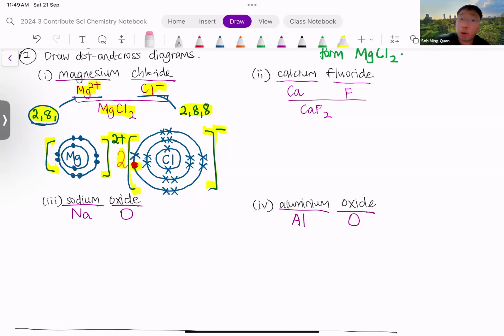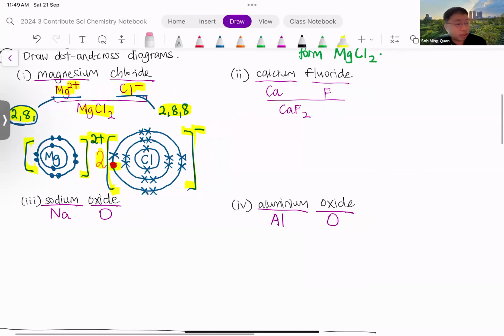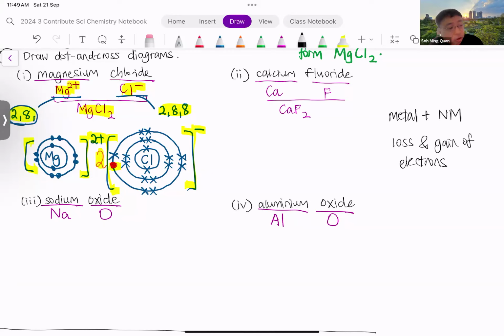And in ionic compounds, what you have are the ions, which are formed when the atoms lose or gain electrons. So the idea here is metal plus non-metal, lose and gain electron. So in case you wanted to write it down, it must be metal plus non-metal, lose and gain of electrons. These are the two important characteristics, okay, that is behind ionic bonding. So all these compounds here, they involve metal plus non-metal, they involve loss and gain of electrons.